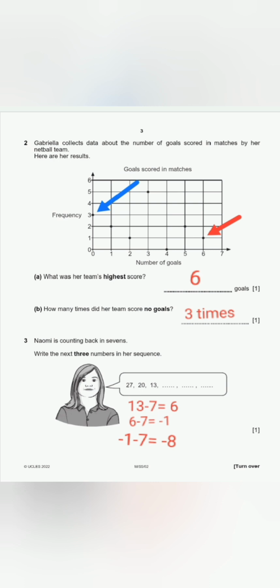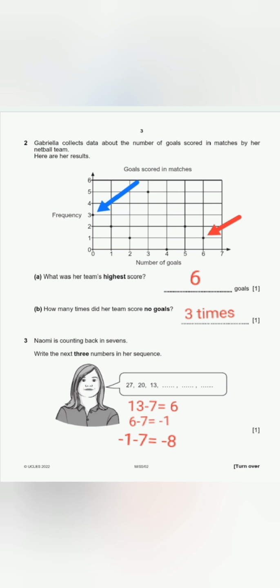And how many times did this team score no goal? So we're going to look at 0 there and trace it to the frequency. Now if you trace that to the frequency, they scored no goal 3 times. Now this means that they played 3 matches and they recorded no goal.